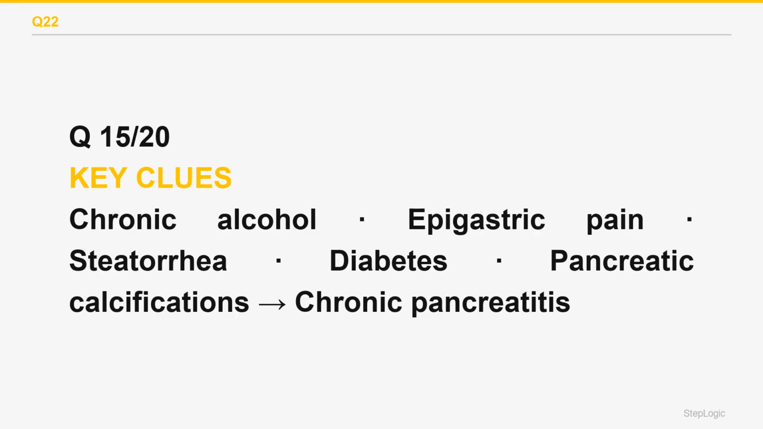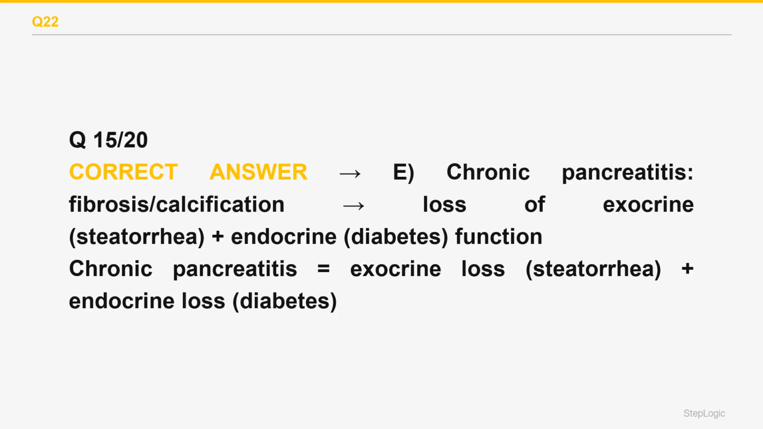Loss of exocrine function, the digestive enzymes, causes maldigestion and malabsorption, classically of fat, producing greasy, foul-smelling steatorrhea, weight loss, and fat-soluble vitamin deficiencies. Loss of endocrine function, the islet cells, causes diabetes mellitus. The correct answer is E.